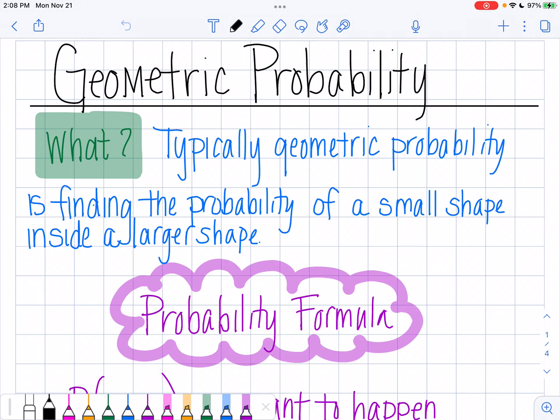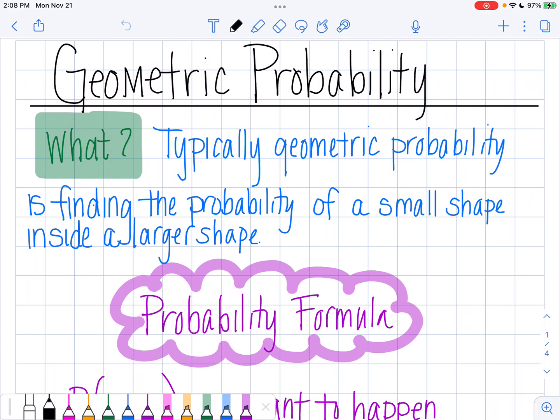Hi there! In this video, we're going to talk about geometric probability. So what is geometric probability? Typically, it's finding the probability of something like a dart or a ball landing inside a small shape that's inside a big shape.